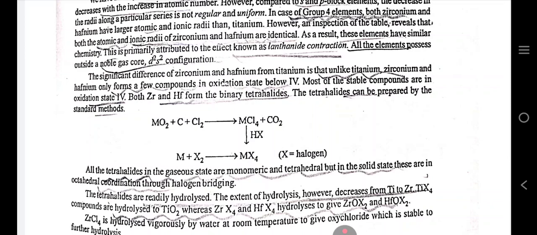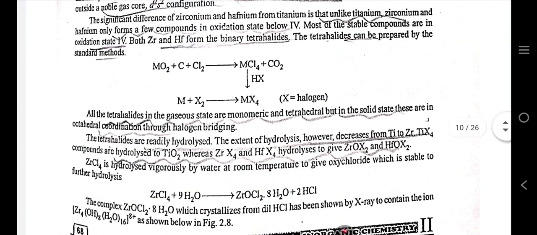All these elements possess outside a noble gas core a d2s2 configuration. The significant difference of zirconium and hafnium from titanium is that, unlike titanium, zirconium and hafnium form only a few compounds in oxidation states below 4. Most of the stable compounds are in the oxidation state +4. Both zirconium and hafnium form the binary tetrahalides. The tetrahalides can be prepared by the standard methods.